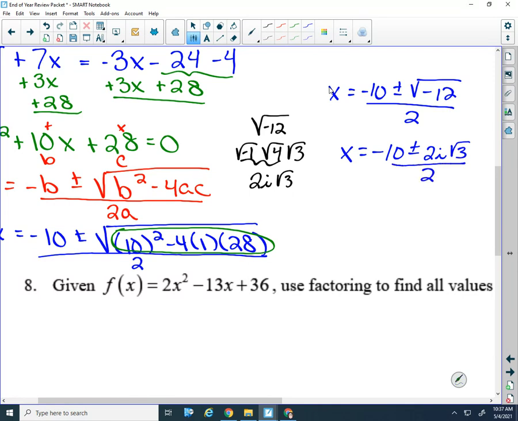Last step is we're going to simplify. The radical 3 is stuck inside that symbol. You can't do anything with this. I'm going to divide everything here by 2. So I end up with x equals -5 plus or minus i radical 3. Just FYI, that can be written as -5 plus i radical 3 and -5 minus i radical 3.